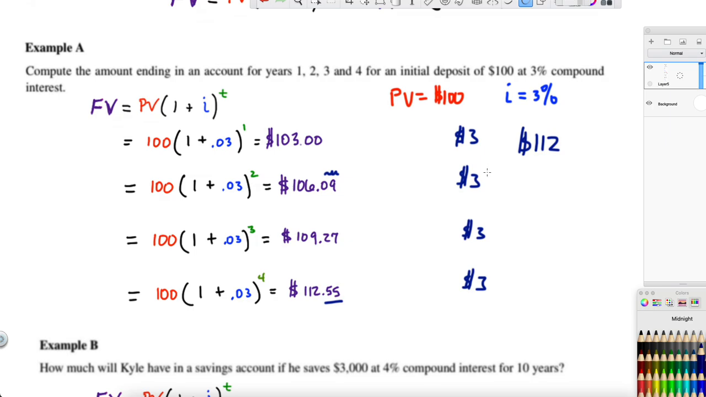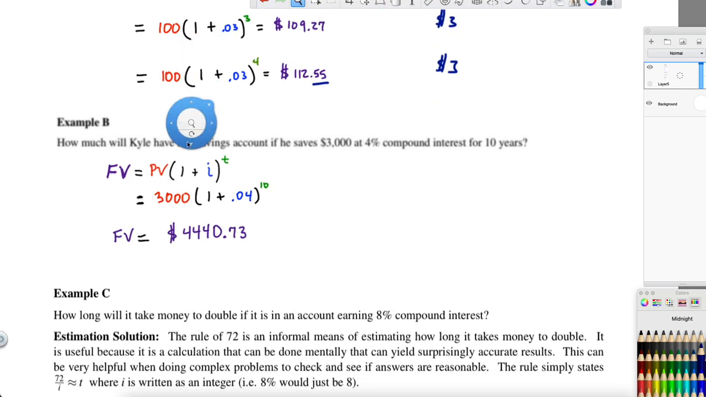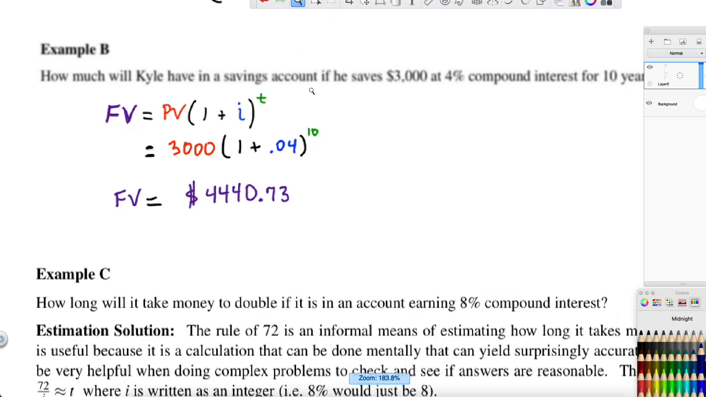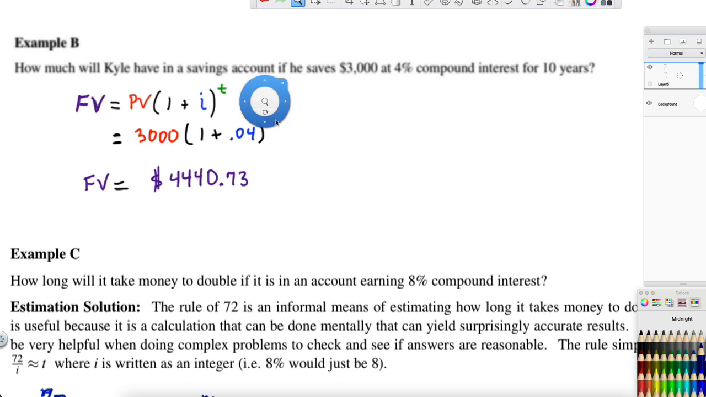This might seem like not a lot, but if we were to increase our initial deposit, and maybe had a higher interest rate and went for a longer period of time, it's going to make a huge difference. So in example B here, how much will Kyle have in a savings account if he saves $3,000 at 4% compound interest for 10 years?